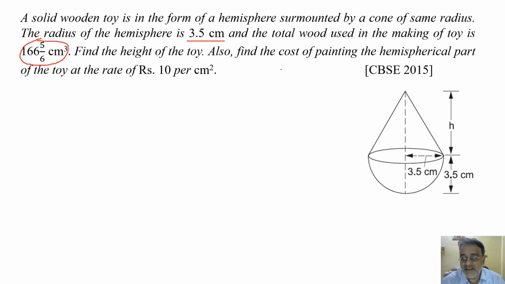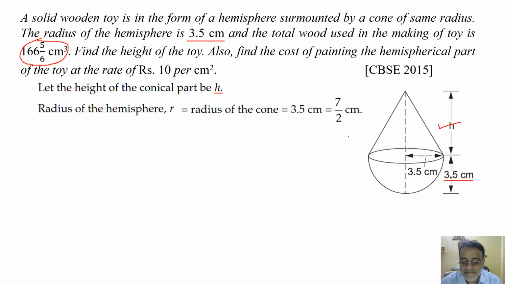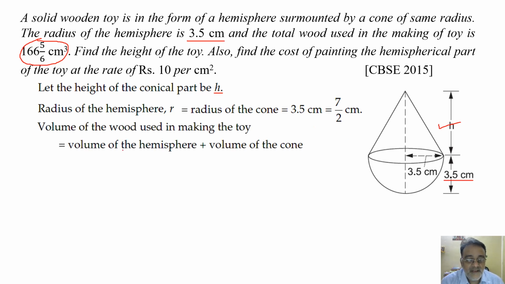Okay, so this is the rough figure, and let the height of the conical part be h, and the radius is given 3.5 centimeter. We can write it as 35 by 10 or 7 by 2 also. And volume of wood used will be volume of hemisphere plus volume of cone, right? Volume of hemisphere is 2 by 3 pi r cube.